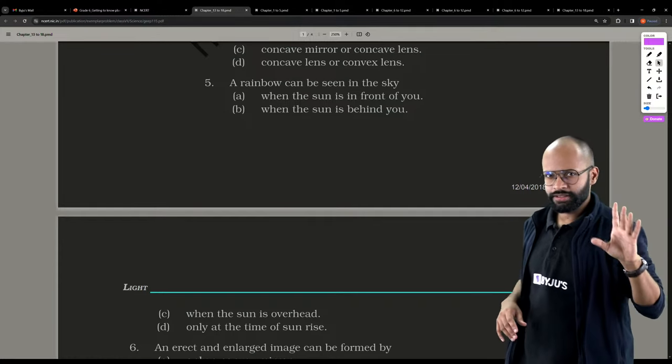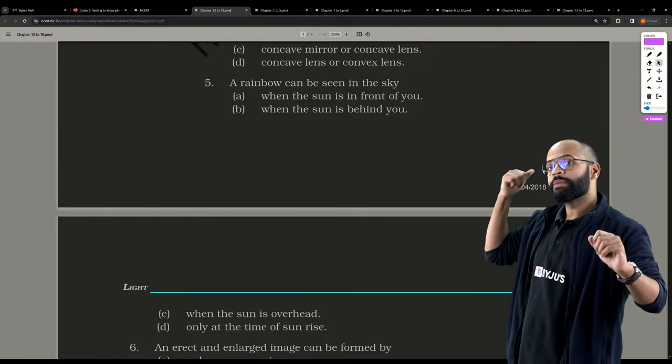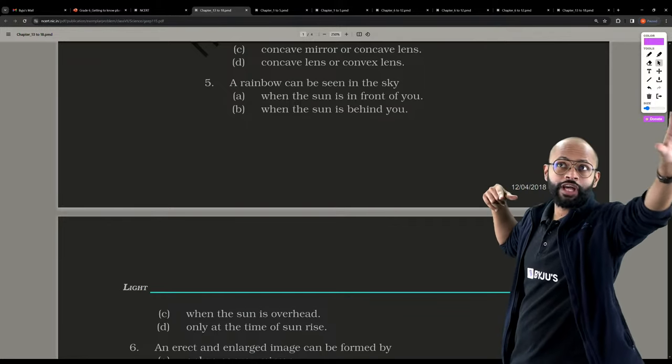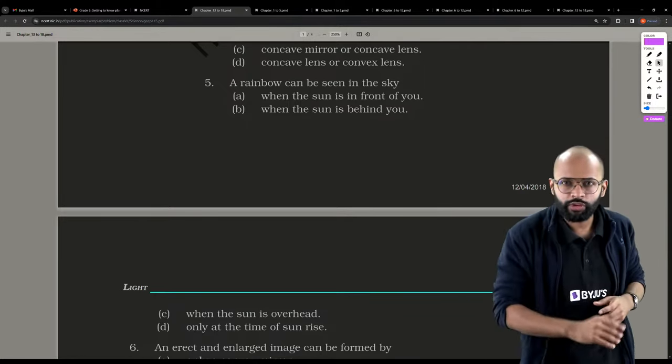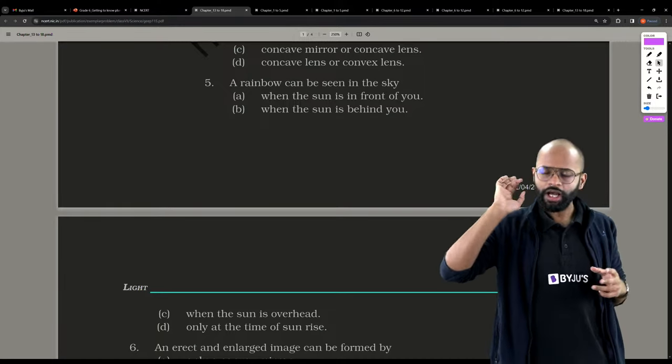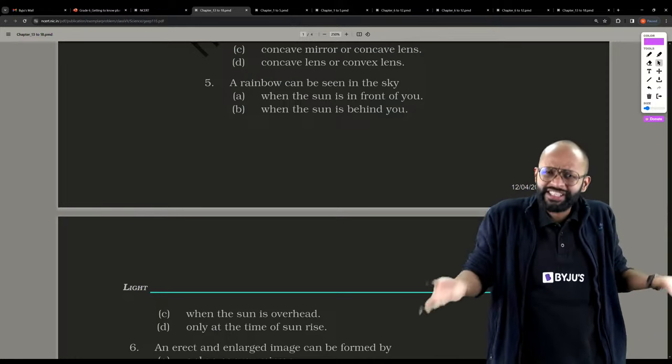Yaar, ek baat batao. Have you noticed this? In a rainbow, the sun should be behind you. Sir, the first condition is I should have water droplets in the sky. Bhai, who will act as a prism? Tumko rainbow dekhne ke liye kya chahiye? Sir, dispersion chahiye. I want splitting of white light into 7 colors, which is called dispersion.